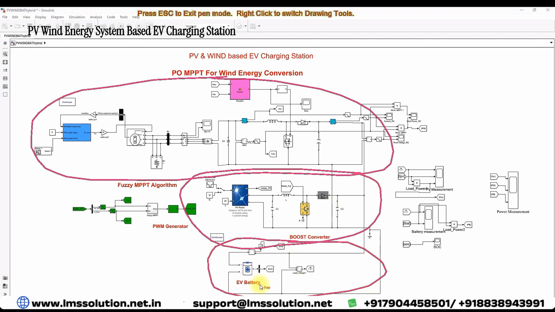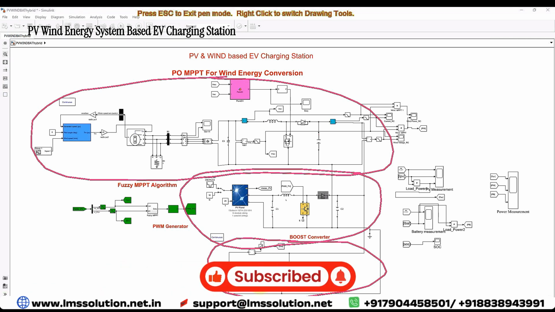Here we have an EV battery, which will always be connected with the PV and the wind energy system. We can use that battery with a swapping concept. Whenever an EV needs a battery, they can take the charged battery and use it to drive the EV, like the swapping of EV battery concept. This kind of arrangement we can implement for EV battery charging.